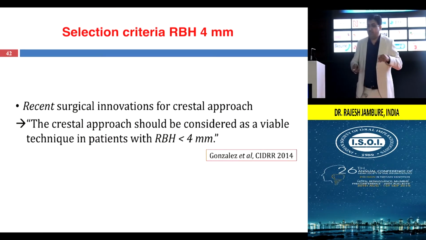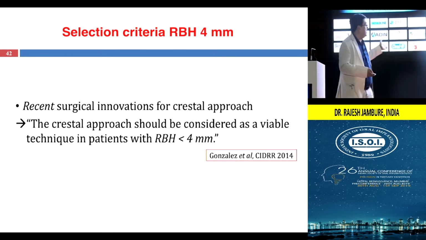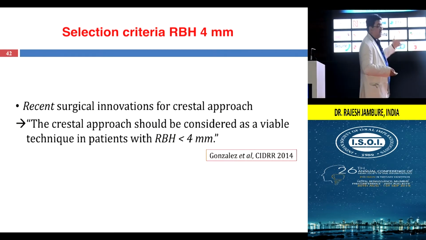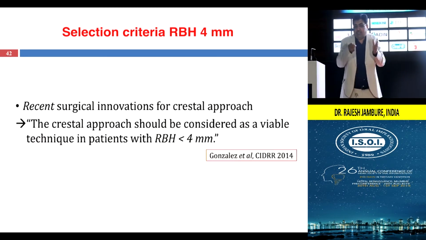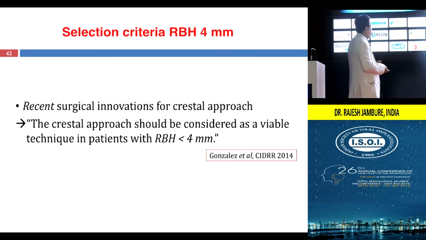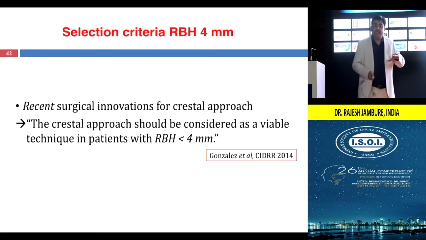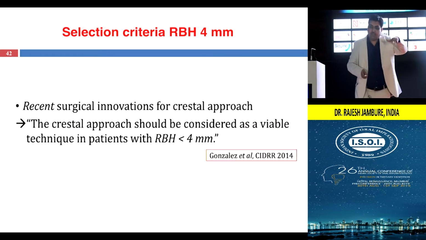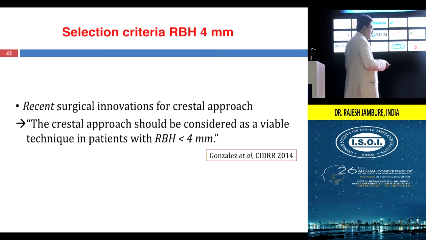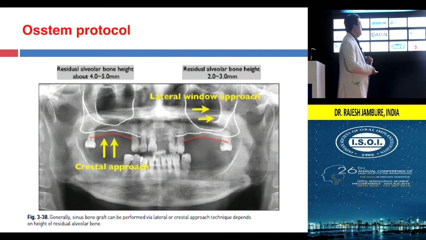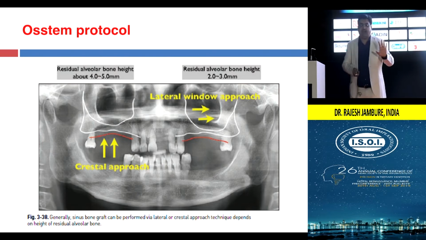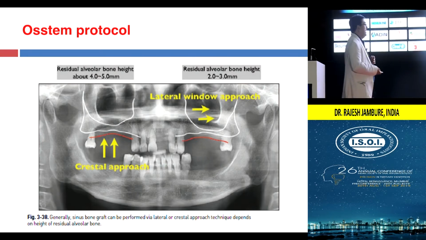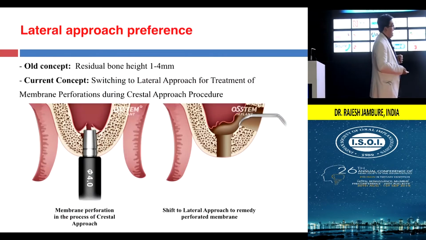Again, recent articles in 2014 by Gonzalez say that there are new surgical innovations, new techniques, new tools which are coming up in the market for crestal approaches, and with these innovative techniques you can now rely on RBH even of 4 millimeters. So you can go below and test whether you can perform the surgeries even at the 4 millimeter level. So this is the OSTEM protocol, where they say that above 4 millimeter you go for crestal, and below 4 millimeter you just go for the lateral window approach.